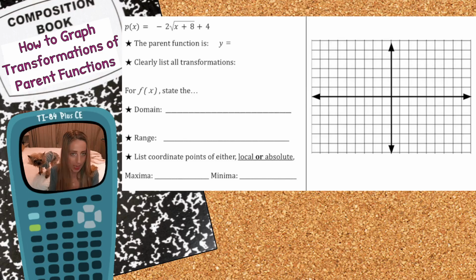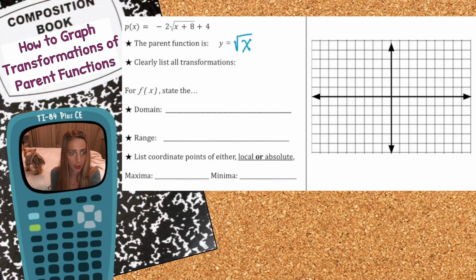So let's get started. This one you have p of x equals -2 times the square root of x plus 8, and then on the side plus 4. So the parent function is what? Well, the parent function is y equals the square root of x. That should be known right away. Now you need to know, what does the square root of x look like?